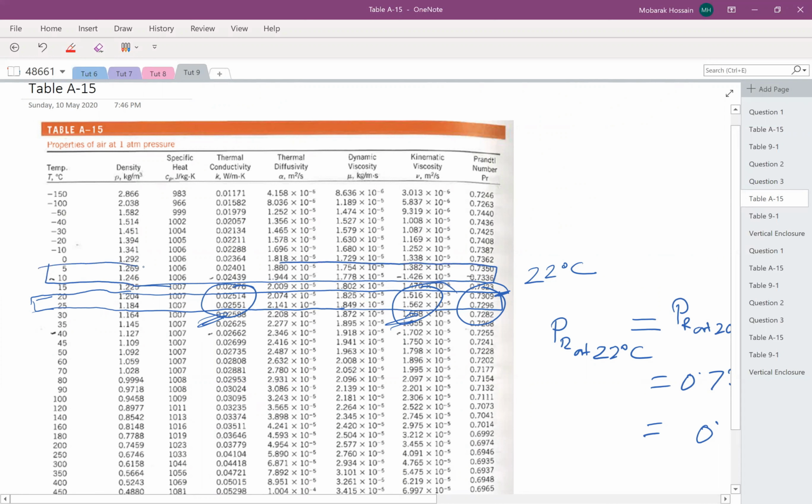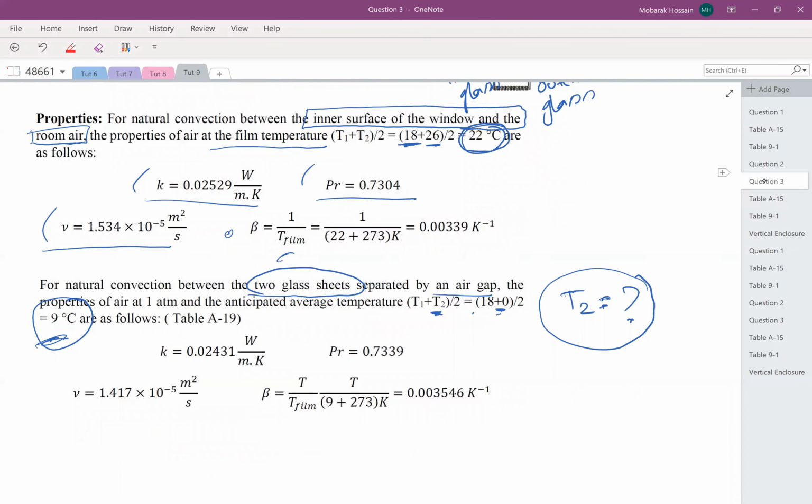It will give us almost the same as the 10. The same way we can calculate for the 9 degrees Celsius. Okay, now these are the properties at 9 degrees for air. Now we'll do the analysis.